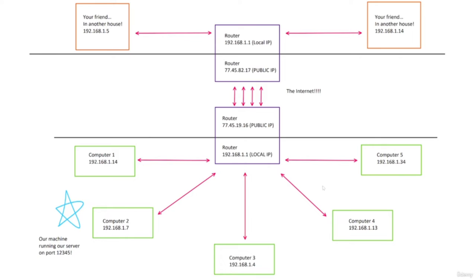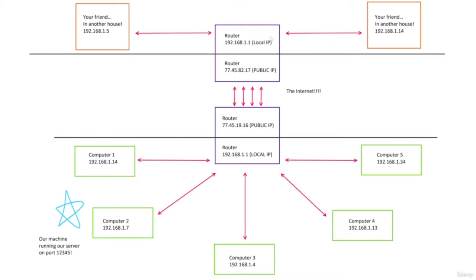So let's pretend this is my house. On my local network, my router has an IP of 192.168.1.1. That's our local IP address. And that router can send information to all of the different computers connected to it. And these computers have local IP addresses, 192.168.1.14, .7, .4, .13, .34. On my local area network, each IP is unique. So that looks perfect. If computer 2 wants to talk to computer 1, computer 2 sends some information to the router with the IP address of who we want to talk to, and the router routes it to this computer. Everything looks great.